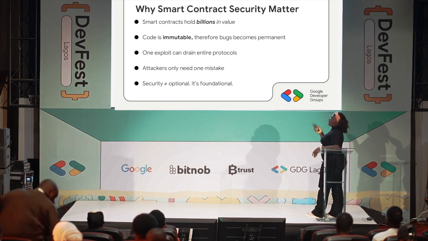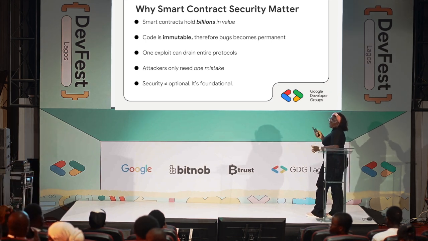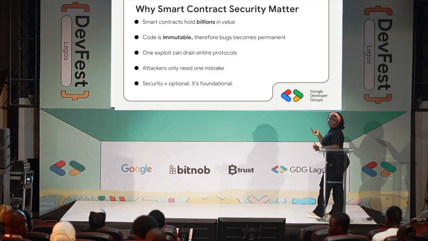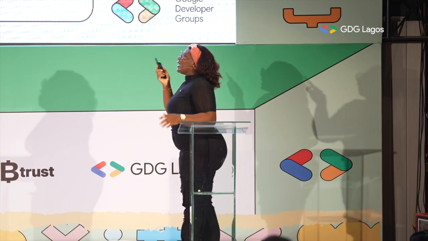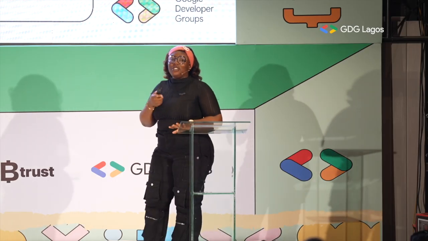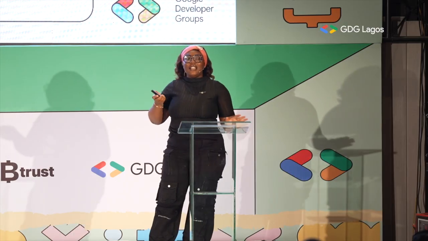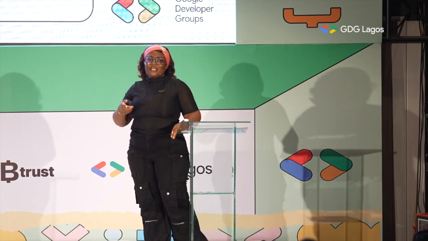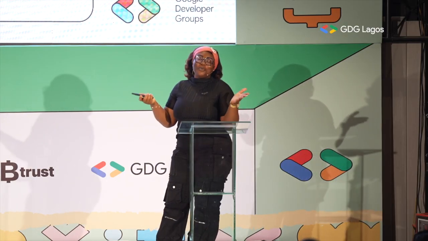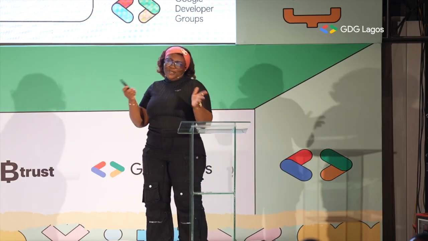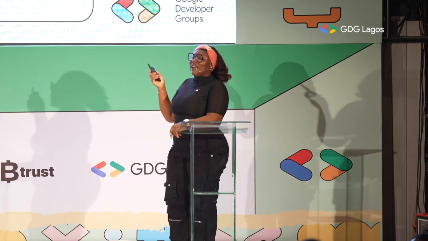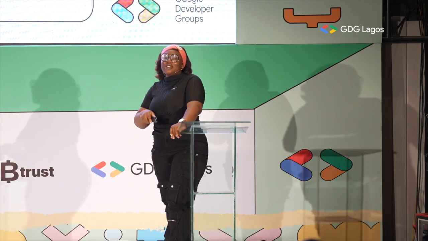One exploit can drain entire protocols. One exploit can just drain the whole fund somebody has been storing. Attackers only need one mistake. And trust me, attackers are everywhere. So we call them black hats, right? Because we are good people, we are white hats, of course. So we call them black hats, and they watch you closely.